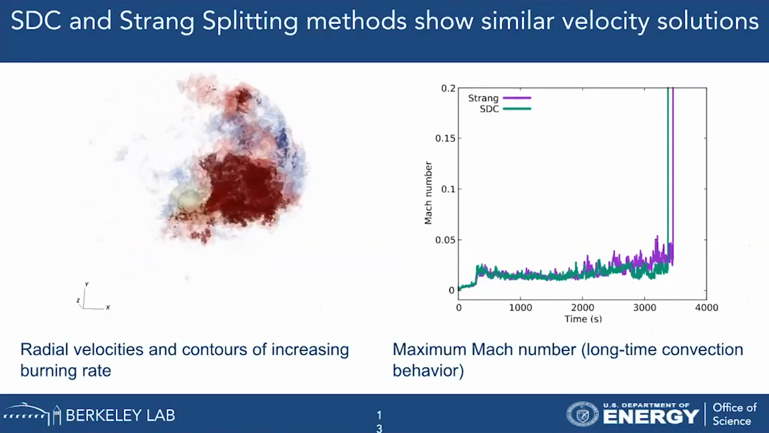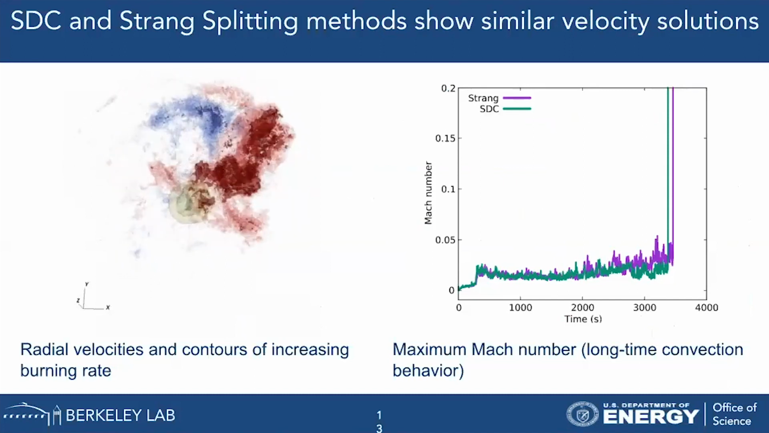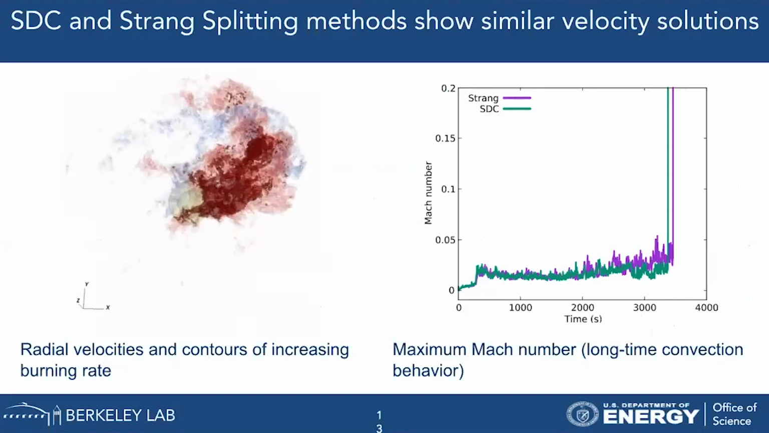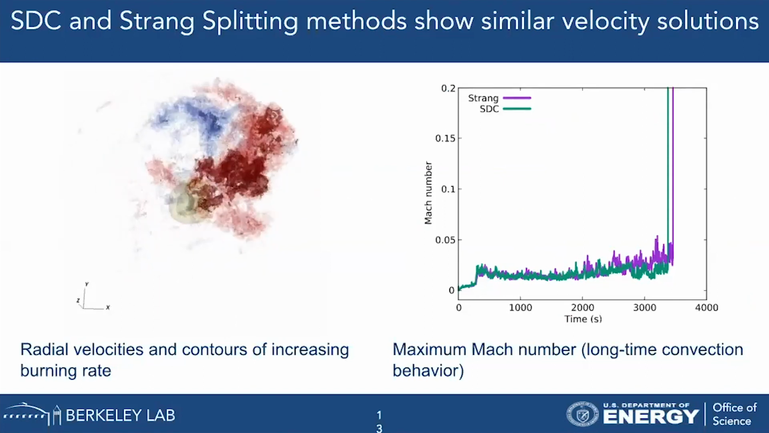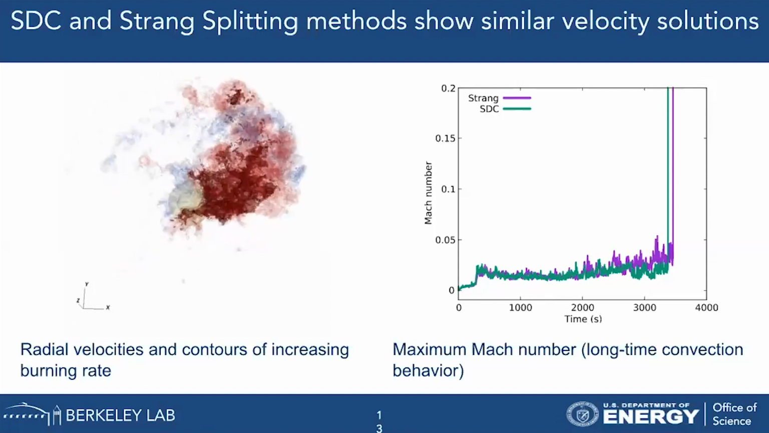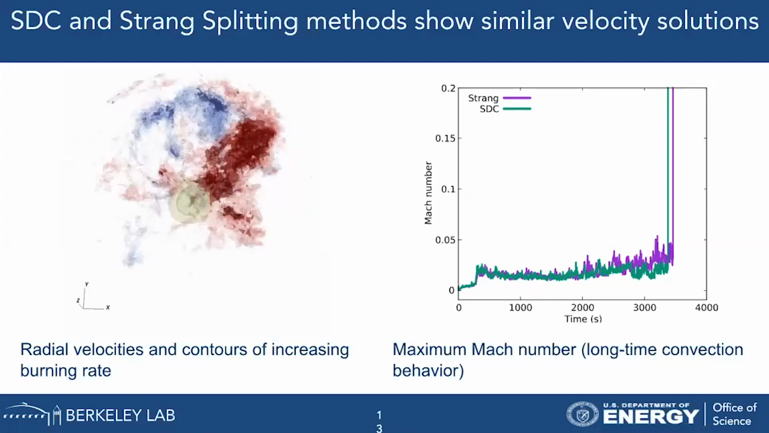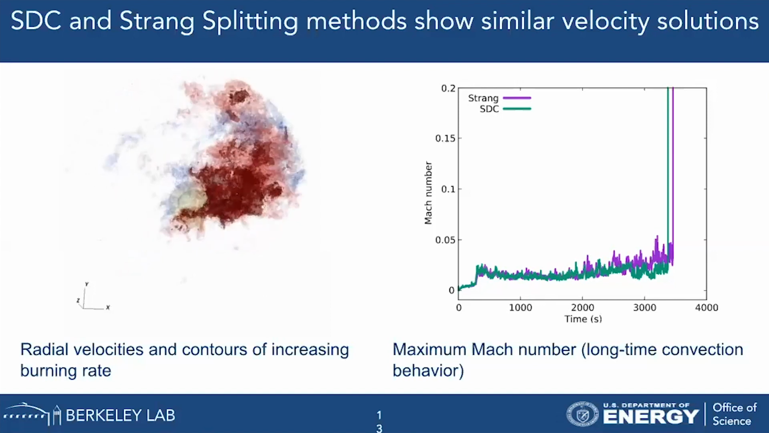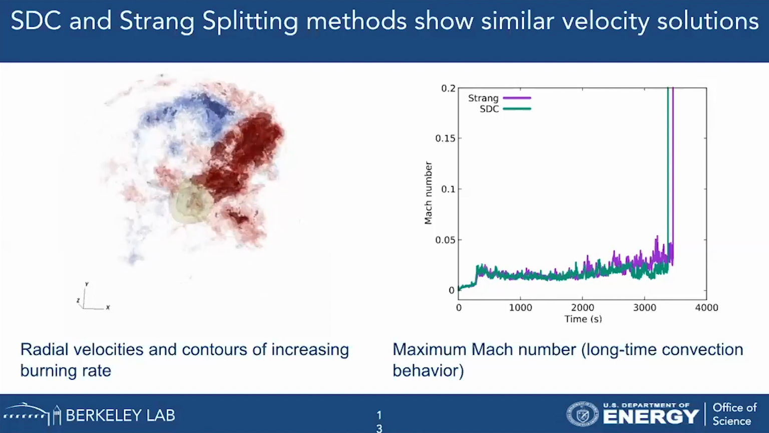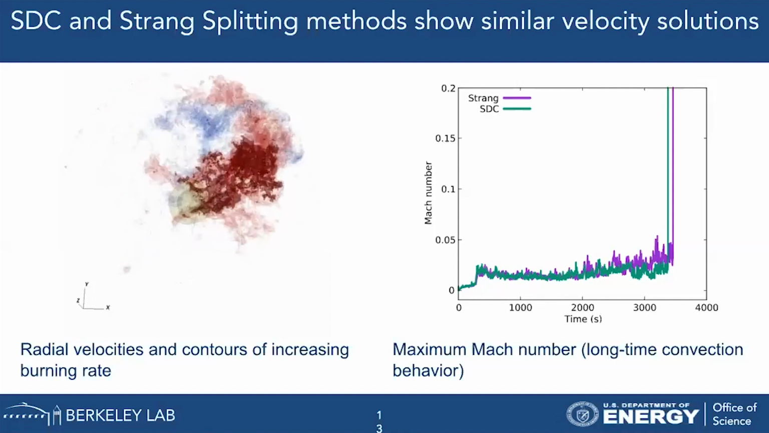And then on the right side, we have the maximum Mach number with respect to time. This is just to check its long time convection behavior. And as you can see, the two methods are pretty similar. We generally look at the Mach number because we want to see if we're still within the low Mach number regime that our approximation should hold for. Once it starts getting out of that regime, we know that we can no longer use this method.